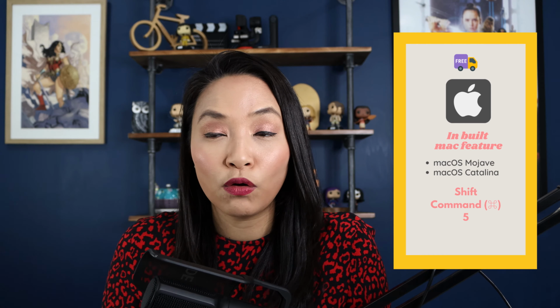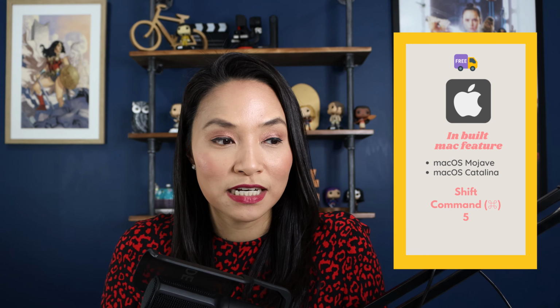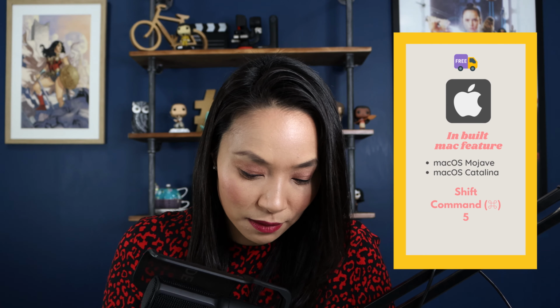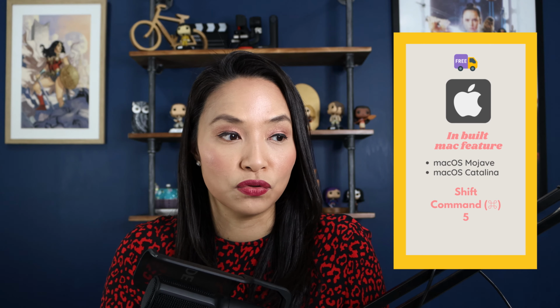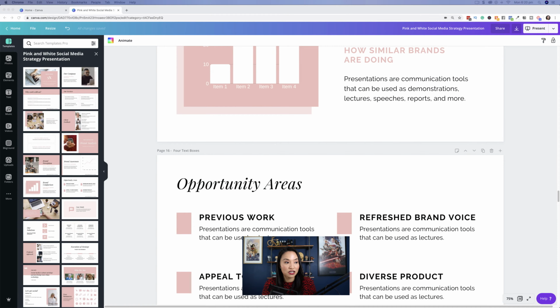So if you have the operating system either Mojave or Catalina, you already have it, and you may just not be aware of it. And all you have to do to record your screen is select Shift Command and the number 5, and then this will open up the options for you to actually record your screen. So let's have a look at how you actually do that. So this is my screen. I can see that you can see it.